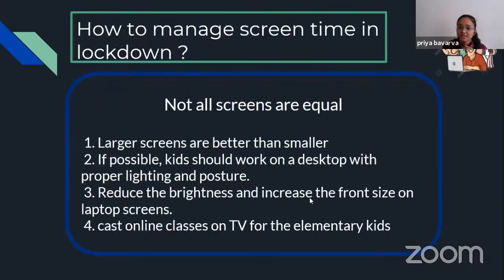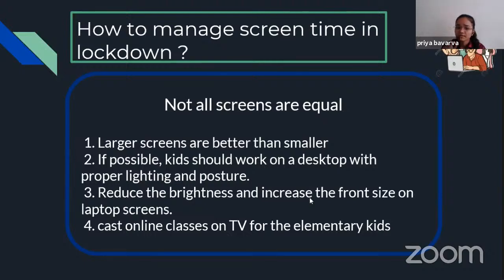So how do we manage screen time during this scenario of lockdowns and COVID-19? Not all screens are equal. Larger screens are better than smaller screens, because a smaller screen produces more eye strain. If possible, kids should work on a desktop with proper lighting and posture, reduce the brightness, and increase the font size of the laptop screen, and cast the online classes on TV for the elementary kids.